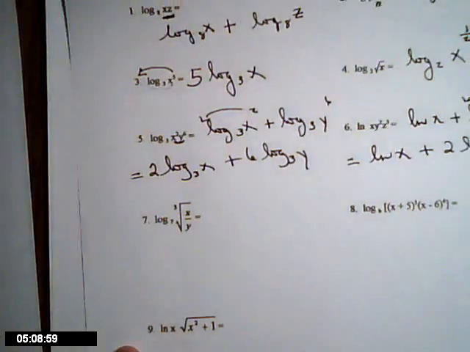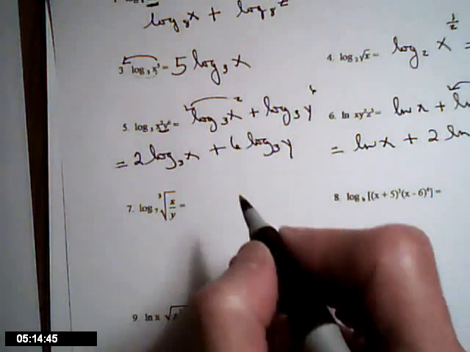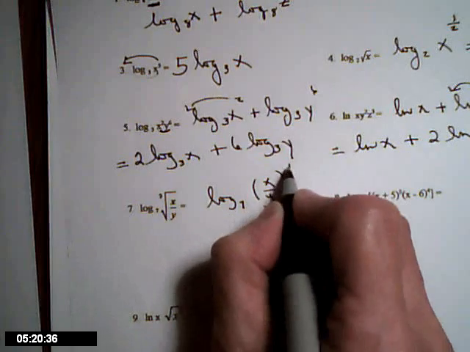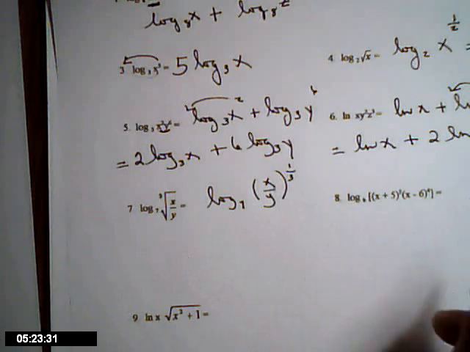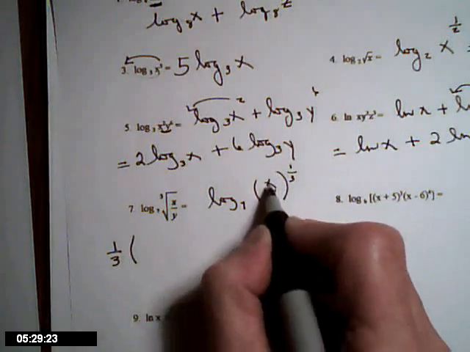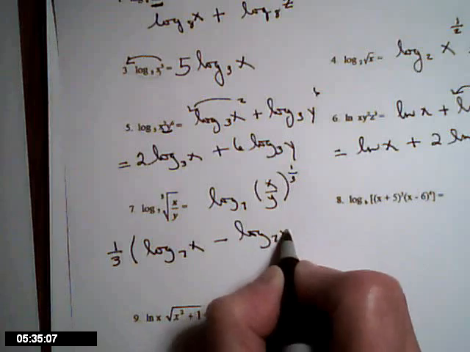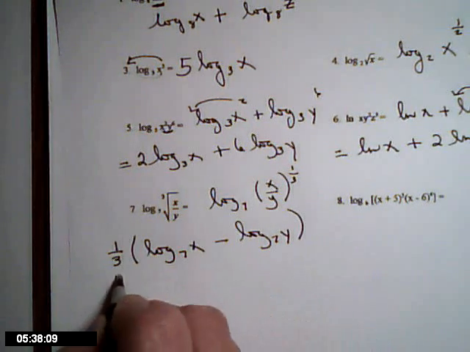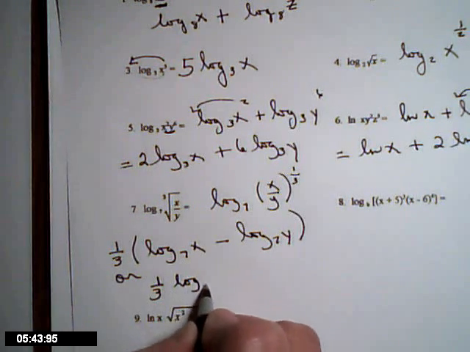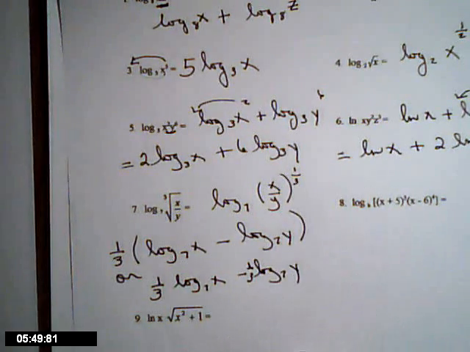Alright, number 7 has a cube root in it, so the first thing we'll do is to get rid of that. I'll rewrite it as log base 7 of x over y to the 1/3 power. Now let's think first of all, what would you do with this 1/3 exponent? Well, it will come out in front. Then I have division, so I'll have log base 7 of x minus log base 7 of y. Now that is fine. Another way of writing that would be to distribute the 1/3, which would be 1/3 log base 7 of x minus 1/3 log base 7 of y.